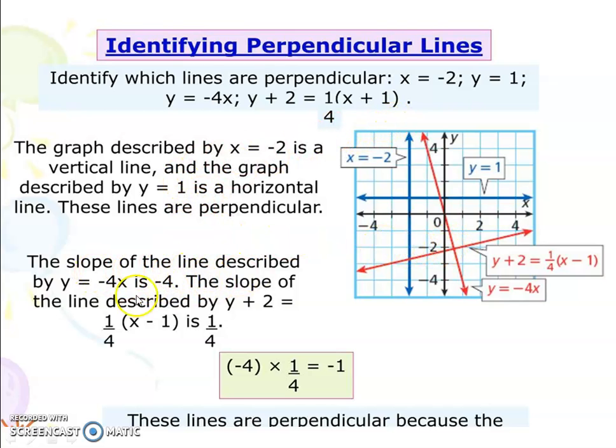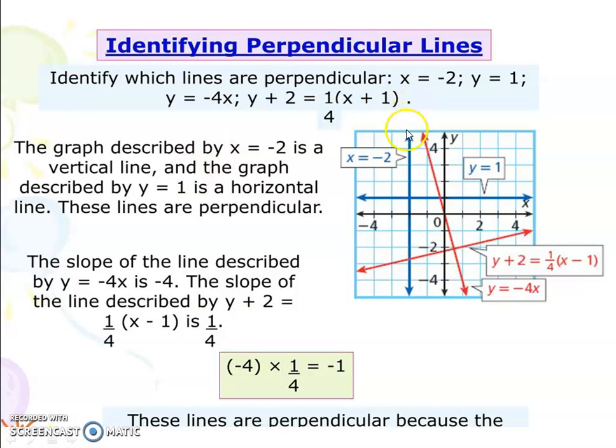The slope of the line described by y is equal to minus 4x is minus 4, because we know that y is equal to mx plus c, where m is the slope, so it is minus 4. The slope of the line described by y plus 2 is equal to 1 upon 4 (x plus 1) is 1 upon 4. Minus 4 into 1 upon 4 is equal to minus 1. These lines are perpendicular because m1 into m2 is equal to minus 1.